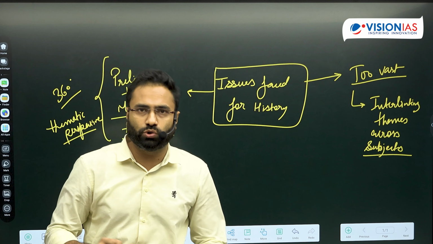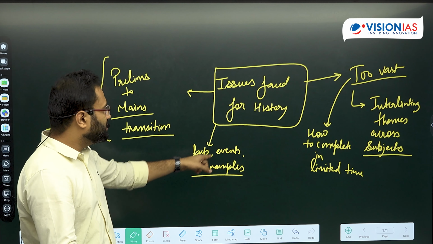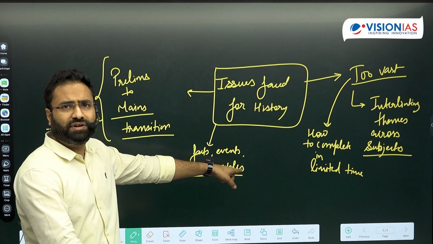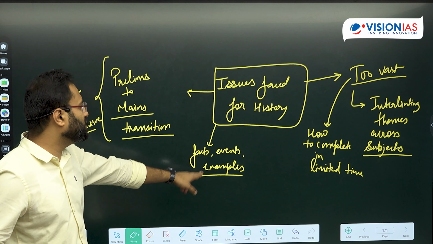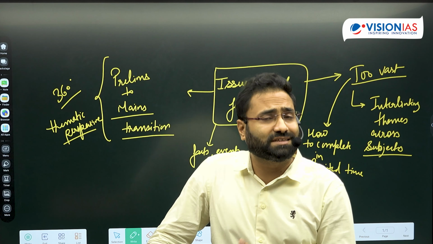How to complete in limited time. The next important difficulty while interacting with students, I got to know, is that there are a lot of facts, a lot of events, a lot of examples. Let's say there is a question about the role of vernacular press in India in raising the national conscience. Now there will be certain vernacular newspapers that you have to put. There will be certain events, like the Swadeshi movement after the partition of Bengal, or the Quit India movement, or any other movement that you have to put. You have to give examples of how those vernacular newspapers led to the revolutionary conscience.